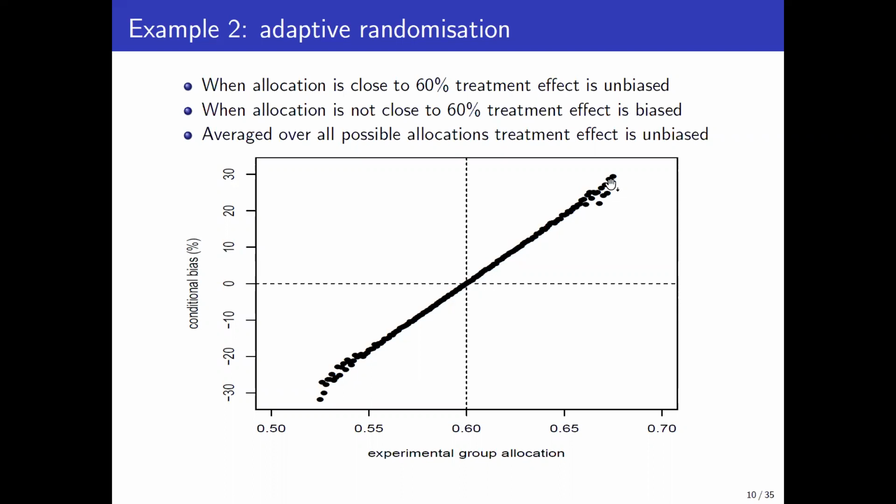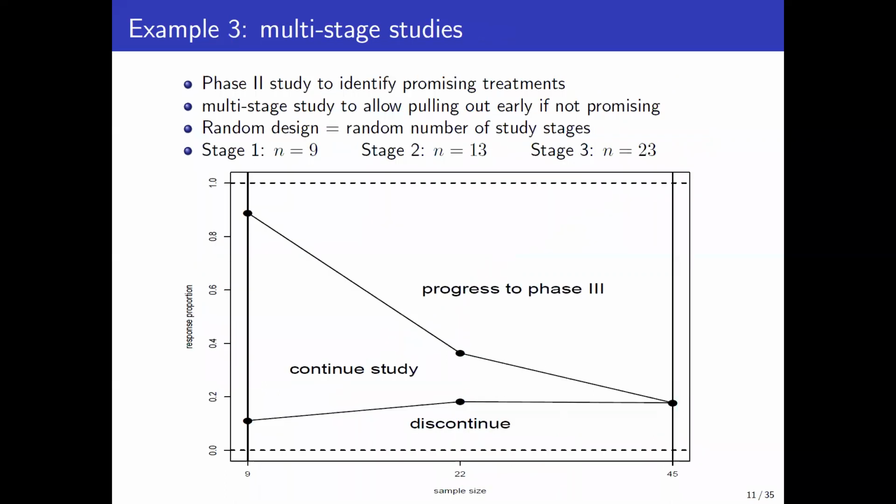But when we get extreme designs where the allocation falls quite a way away from the typical value, then we get quite substantial bias, either in the positive or negative direction. That's an example of that conditional bias that we saw with the O'Brien-Fleming stopping boundary. And finally, in terms of examples, I'll just do this third one before we get into some of the concepts.